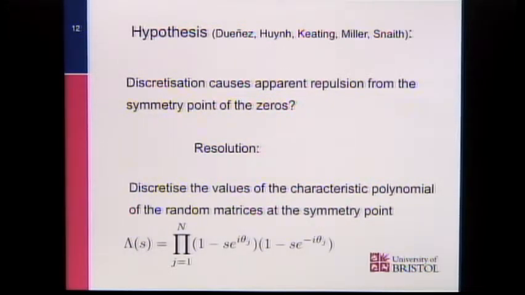So here are the eigenvalues, e to the i theta j and e to the minus i theta j. These are the complex conjugate pairs of eigenvalues. And the characteristic polynomial is a function that goes to 0 at each of the eigenvalues, so when s takes the value of the eigenvalues.